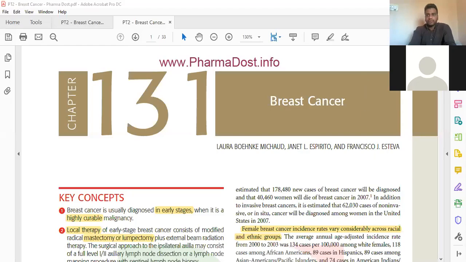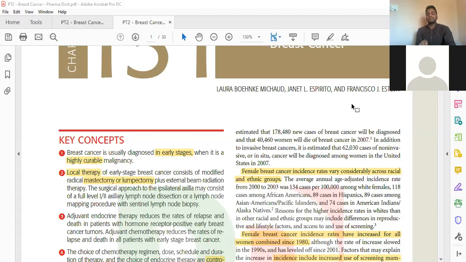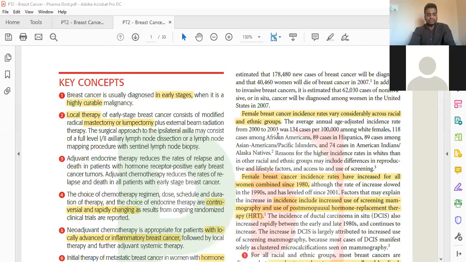Yes, sir. Okay, so I was telling you that we discussed already the general principle of chemotherapy, and we also discussed quickly the drugs that are used in cancer. But today we'll discuss a particular cancer, that is breast cancer. And this is going to be again a major chapter from your exam point of view as well, so you need to go through this very thoroughly.